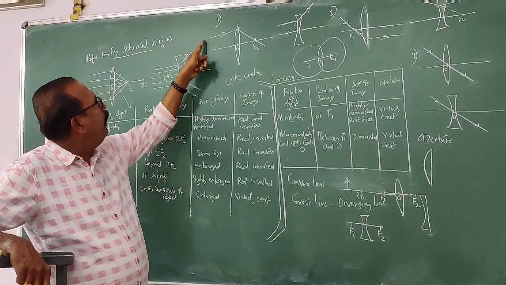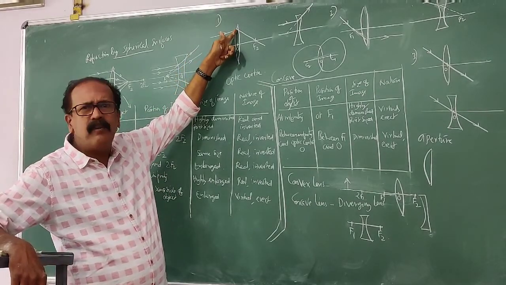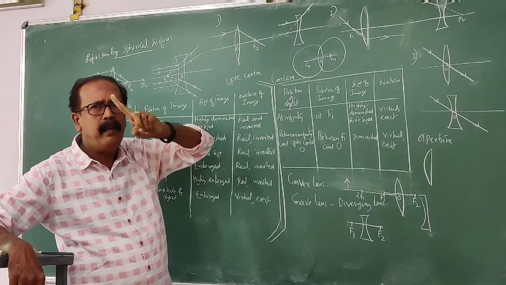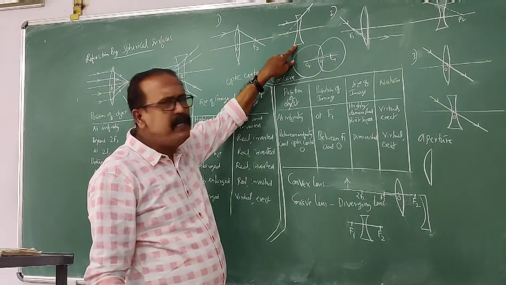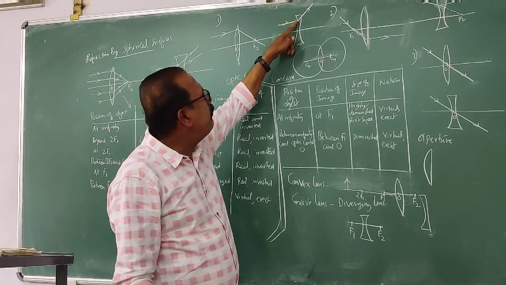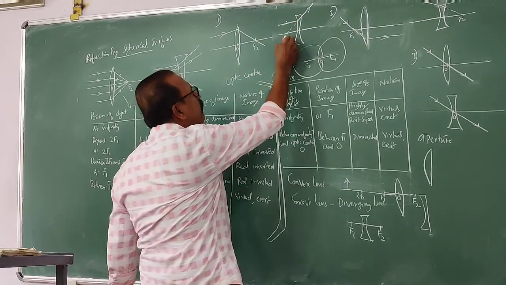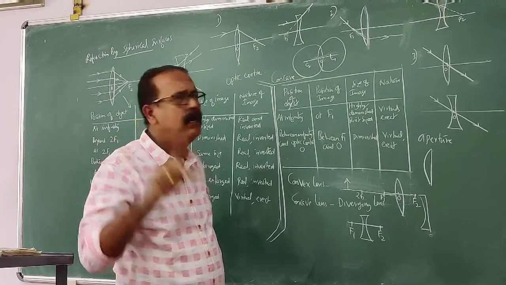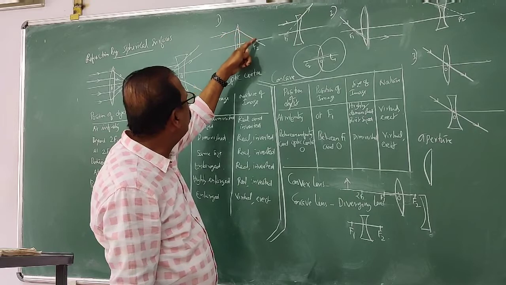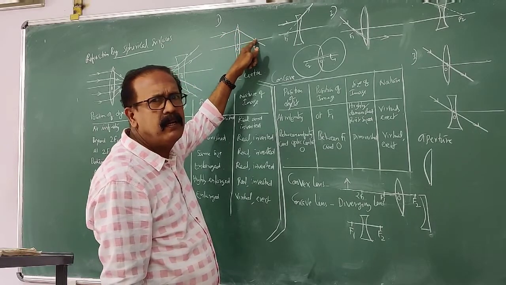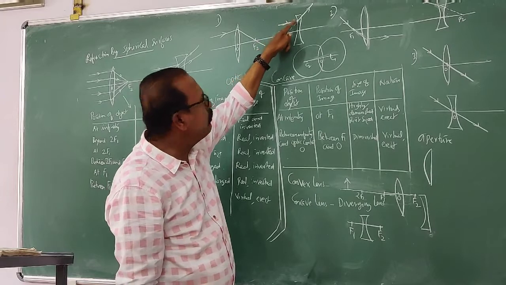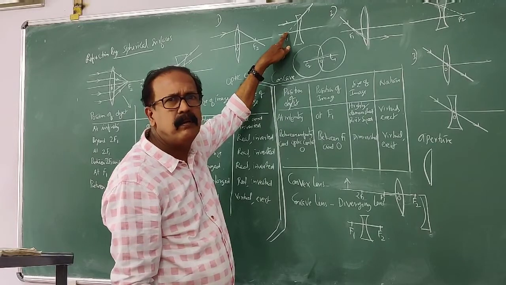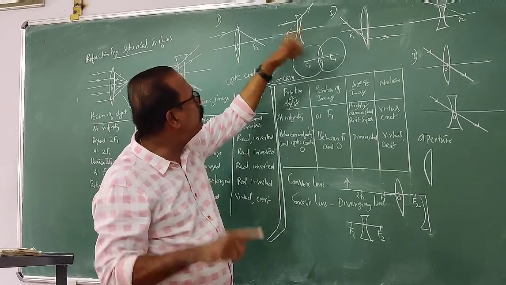One, a ray parallel to the principal axis after refraction passes through the focus on the right side for a convex lens. For a diverging lens, a concave lens, a ray parallel to the principal axis appears to come from the focus on this side. This is one ray we are using for drawing the diagram: for a convex lens it passes through the focus, and for a concave lens it appears to diverge from the focus F1. Okay, one ray.